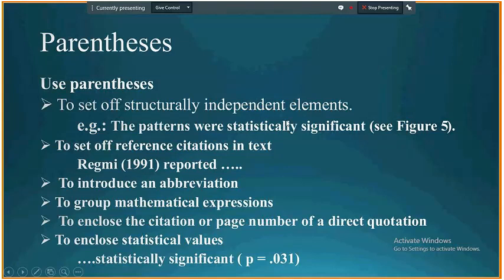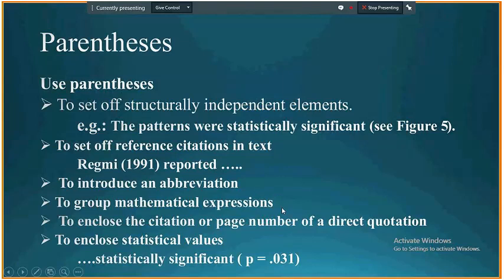For example, in hypothesis testing, we use the parentheses where it is statistically significant or not significant. In that case, we use the parentheses. And second, to set off reference citations in the text. Regmi 1991 reported is that type of example. I think all my colleagues easily understand that type of case. To introduce an abbreviation, for example APA, we can use the parentheses.